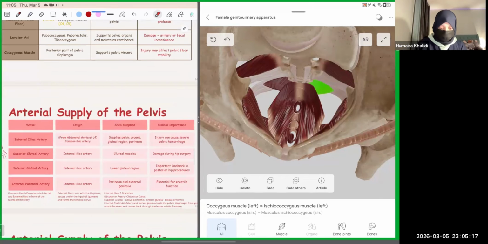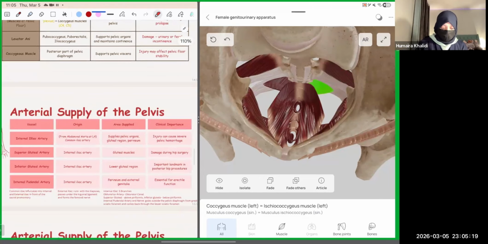Now, the arterial supply. The abdominal aorta bifurcates at the L4 level of the vertebra, and then it forms the common iliac artery. The common iliac artery supplies the pelvic organs, the gluteal region, and the perineum, and injury can cause severe pelvic hemorrhage. The superior gluteal artery, where did we say the superior gluteal artery is? Guys, I mentioned it. Remember? Who remembers? Piriformis, very good, above the piriformis.